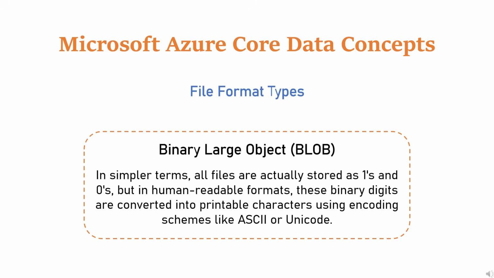Binary large object. In simpler terms, all files are actually stored as ones and zeros. But in human readable formats, these binary digits are converted into printable characters using encoding schemes like ASCII or Unicode.